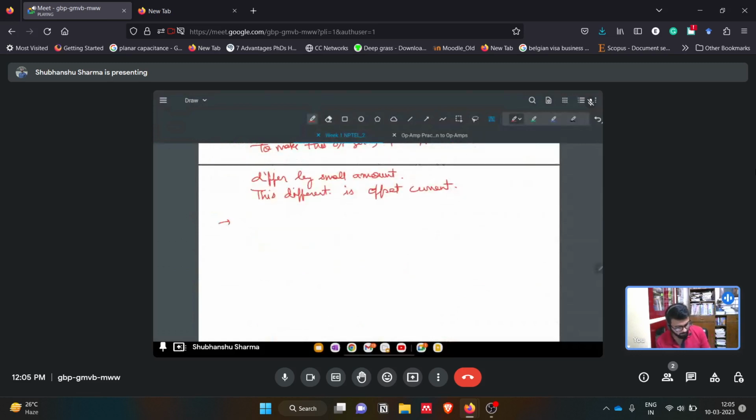These input currents are the input bias current and the input offset current. Input offset current depends on temperature. So this is important.